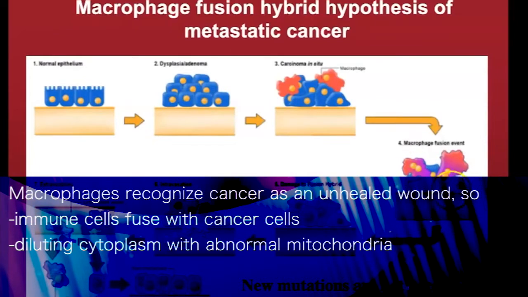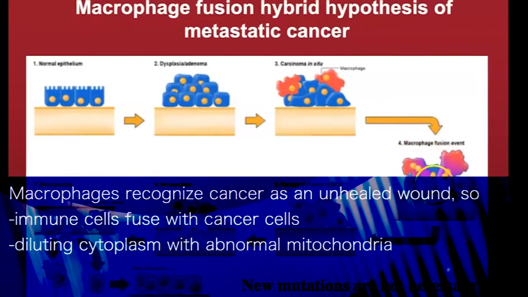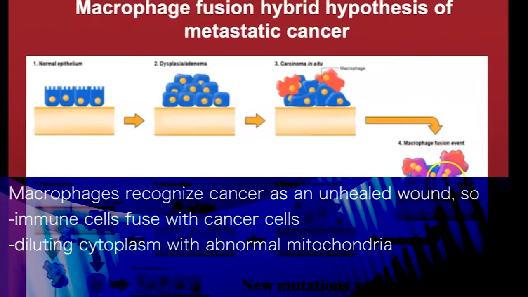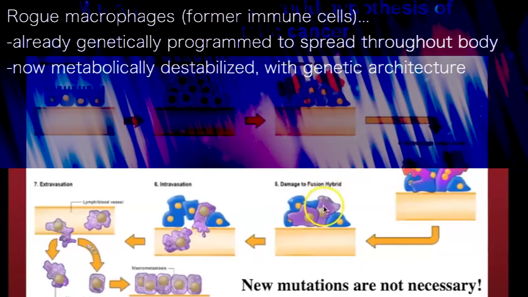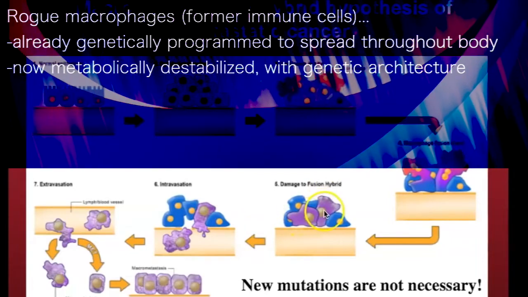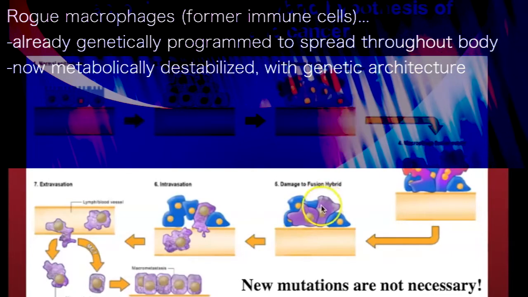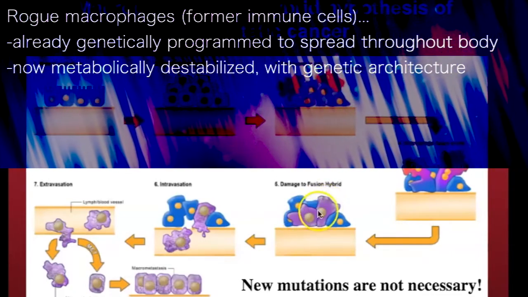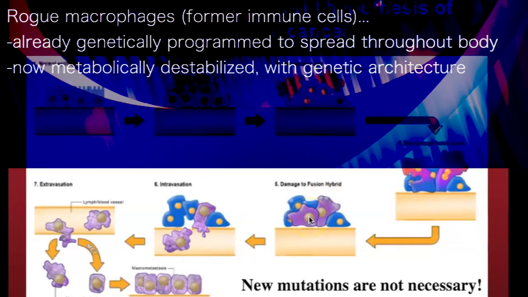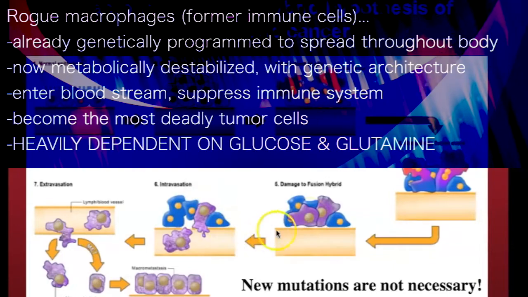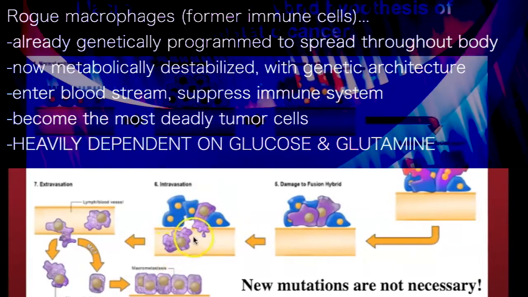The immune cells will fuse to heal the wound. They'll either fuse together or fuse with these incipient cancer cells, thereby diluting the cytoplasm with abnormal mitochondria. Now what you have is these rogue macrophages, former immune cells. They are already genetically programmed to spread throughout the body because this is what they do in their normal function. But now they are metabolically destabilized with a genetic architecture to spread around the body. And that's what they do. They intravasate and they suppress the immune system, and they are the tumor cells that will be the most deadly.